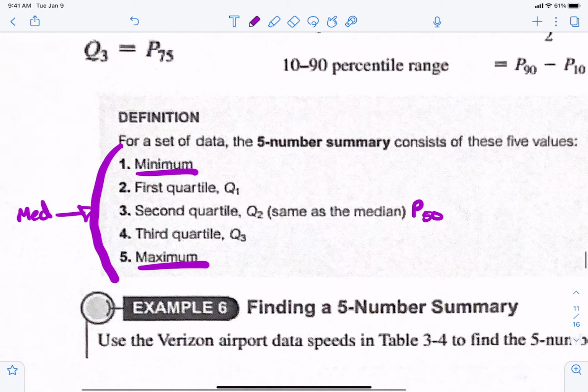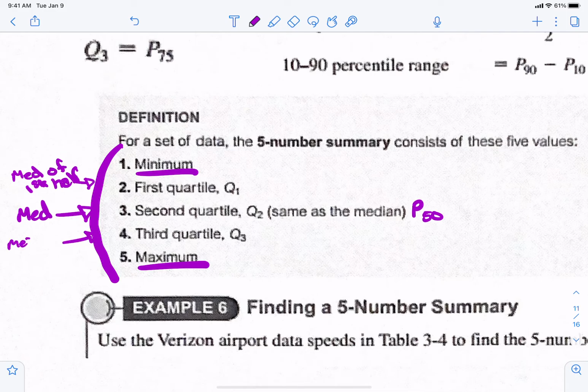And then you have the first quartile. Q1 is the median of the first half of the data. And you have the third quartile, which they call Q3, which is the median of the second half. Does this make sense? Have we done this before? Yeah. Median of the first half of the data, median of the second half of the data. Okay? Quartile 1.